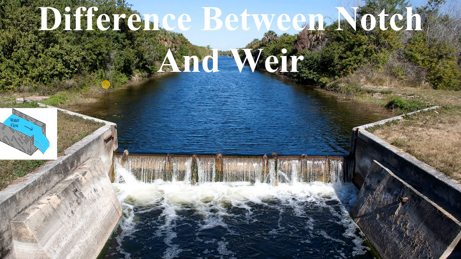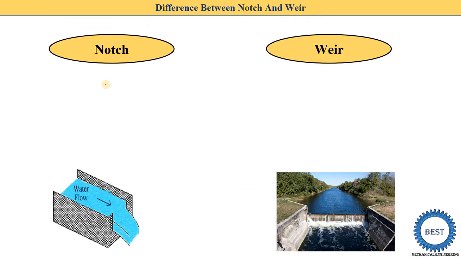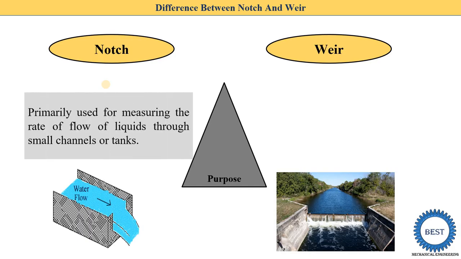In this video, I explain the difference between the notch and weir. So first, we understand what is the purpose of notch and weir. The purpose of the notch and weir is the same. Both are used to measure the flow rate of liquid, but the location is different.